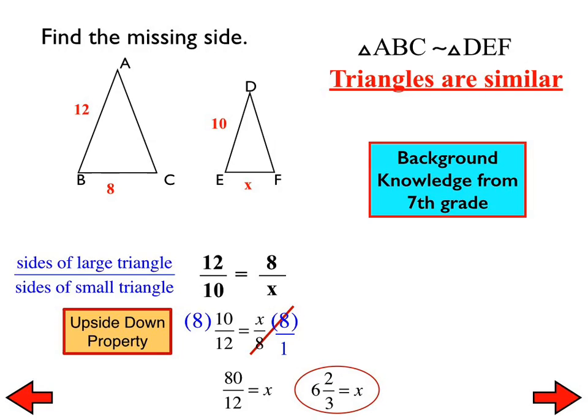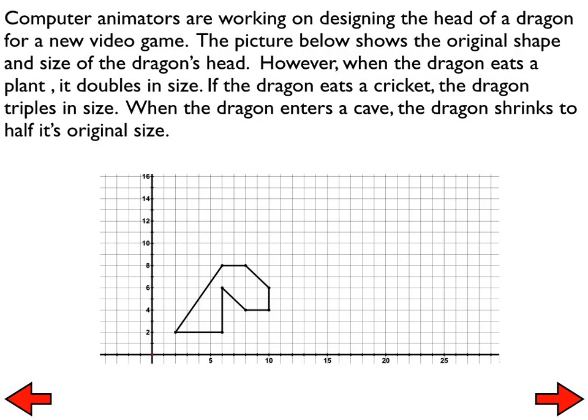But let's go to the very beginnings of dilations and how things work with dilations. So here we have a problem. You have this graph and you have this word problem, so let me quickly read it. It goes something like this. Computer animators are working on designing the head of a dragon for a new video game. The picture below shows the original shape and size of the dragon's head.